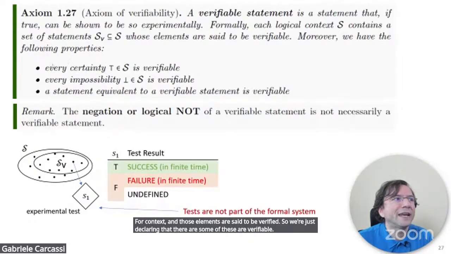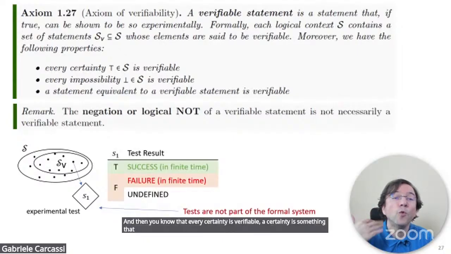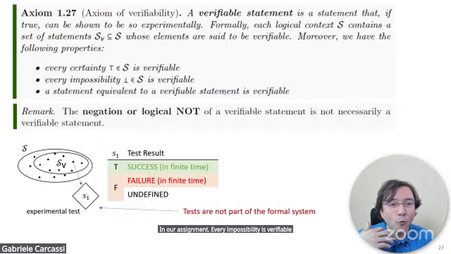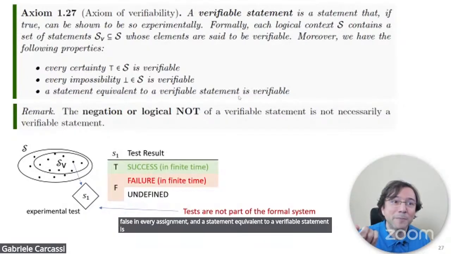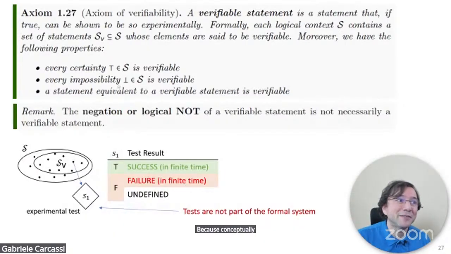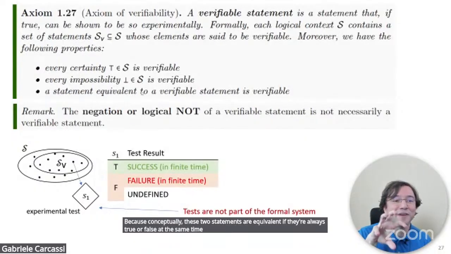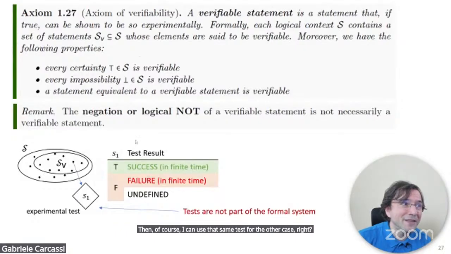And then you know that every certainty is verifiable. A certainty is something that is always true in every assignment. Every impossibility is verifiable, as something that is always false in every assignment. And a statement equivalent to a verifiable statement is verifiable, because conceptually, these two statements are equivalent if they're always true or false at the same time. So if I have a test for one, then of course I can use that same test for the other case, right? And so this is the structure that you have.